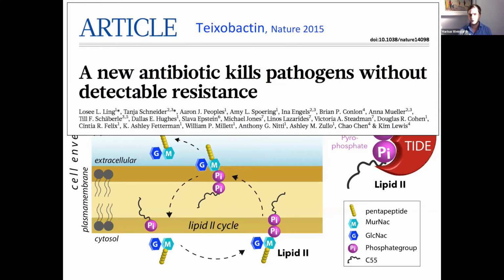Tioxibactin is an extraordinarily powerful antibiotic, and it also targets lipid-2. I will show you our work on tioxibactin afterwards.